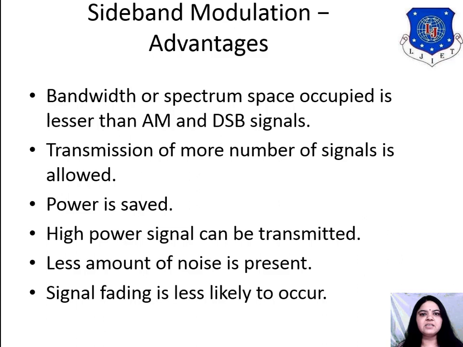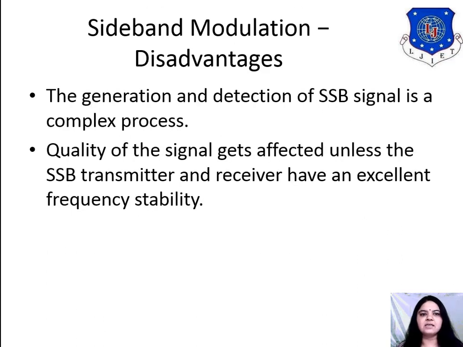The disadvantage of single sideband modulation is that the generation and the detection of the SSB signal is a complex process, and sometimes the quality can also be affected unless the SSB transmitter and the receiver have an excellent frequency stability.